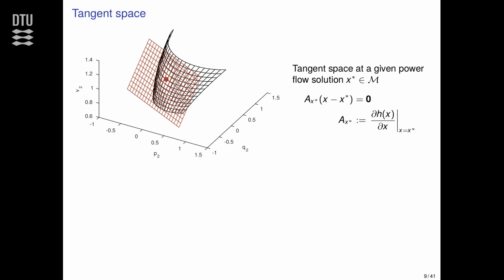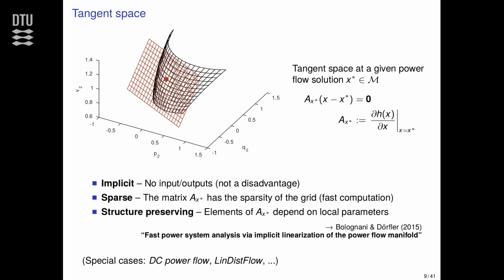Okay, I think this is a useful tool to know, because the model that you get is this model here. Instead of h of x equal to 0, what you get is A times (x minus your operating point) equal to 0. So you have a linear model, right? And what's nice about this model is that it's implicit. There are no inputs and outputs here. I'm not telling you what you are controlling or what you're measuring. This is just telling you the space of points which are consistent with the power flow equations in first order approximation. And this is not a disadvantage, you will see later.